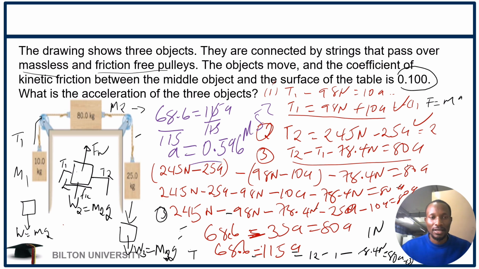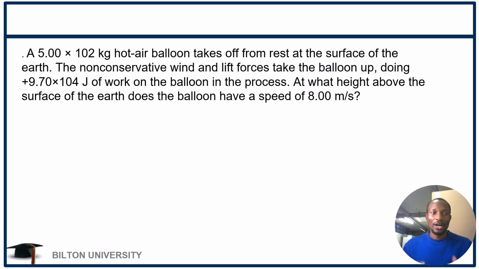So this is the acceleration of this object. The first thing that you need to do is to give these objects or masses names, and then identify the types of forces that are acting on each and every one. You have a balloon, and it's a hot air balloon. What we normally know is that hot objects are less dense, and therefore they will be lifted up.